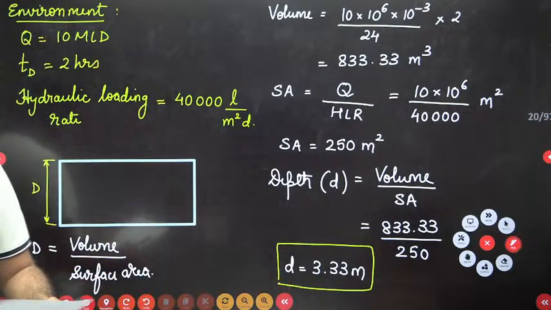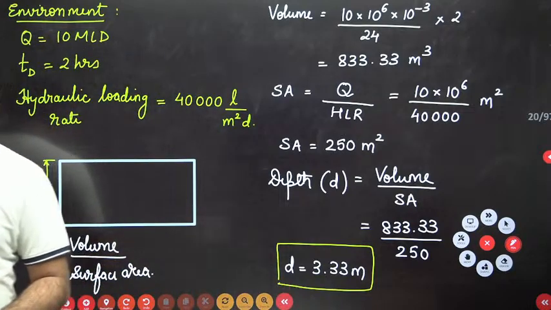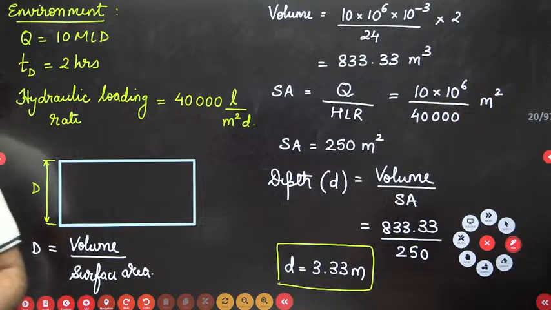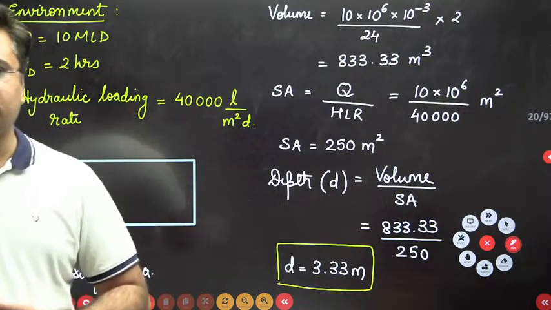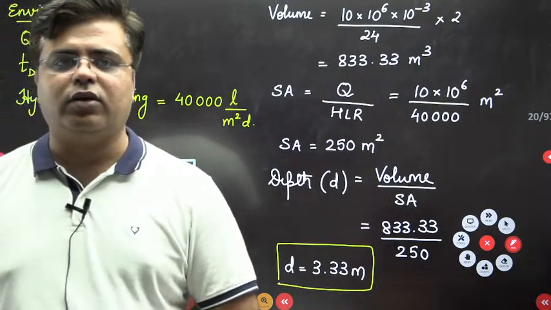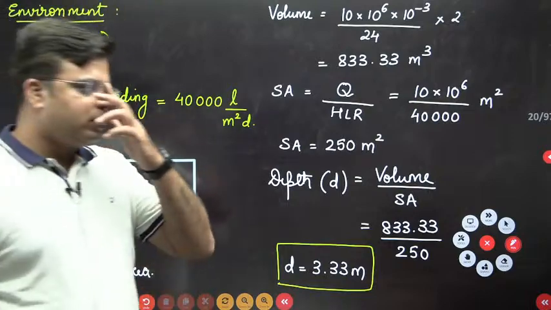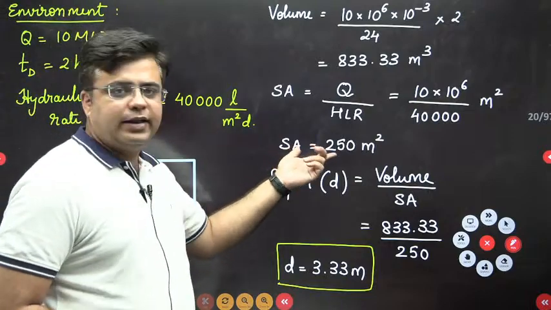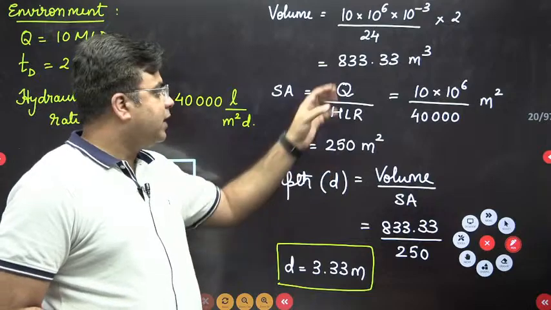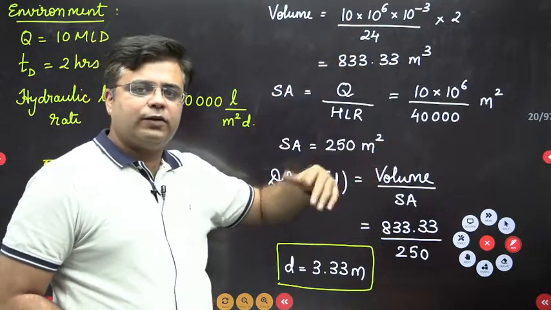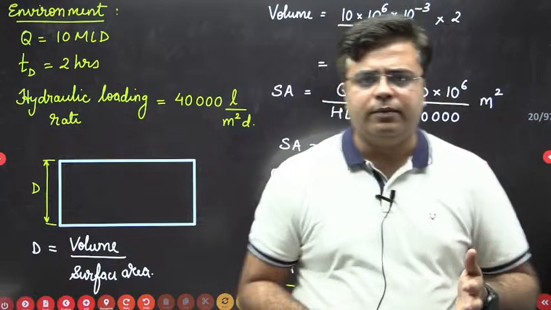So these are the kind of questions that we have from environment. Sir, in the question, it was given a circular tank. Even for a circular tank, you need not worry. You are calculating the surface area and the volume. So volume divided by the surface area. You do not have to worry about that, right?